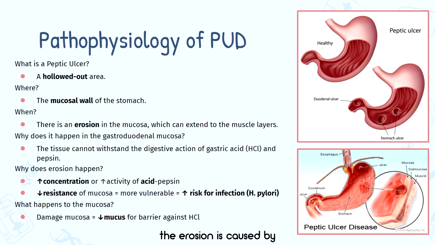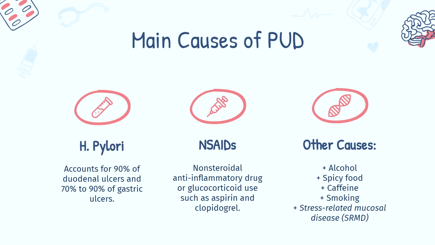The erosion is caused by an increased concentration of activity by acid pepsin or by decreased resistance of mucosa. So the mucosa is damaged and cannot secrete enough mucus to act as a barrier against acid. Moreover, the damage also allows for decreased resistance, making it more vulnerable, and increases the risk for infection by the H. pylori bacteria.